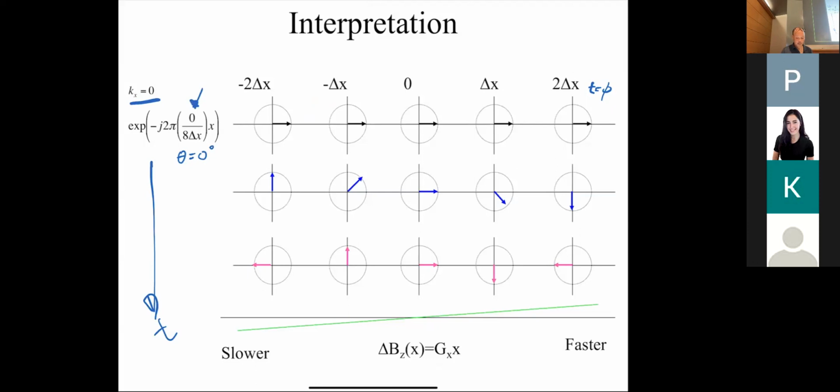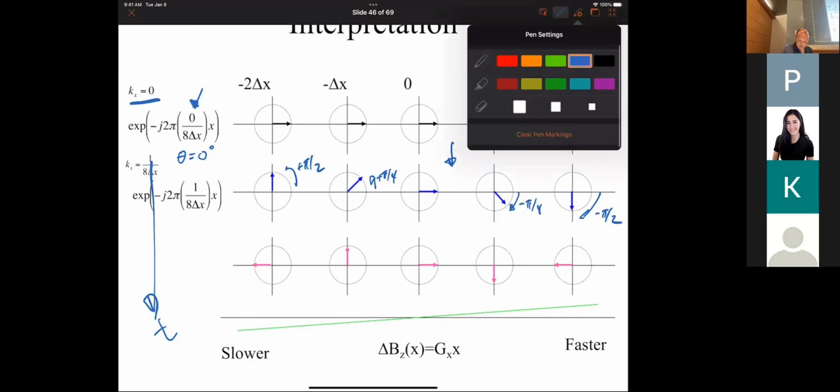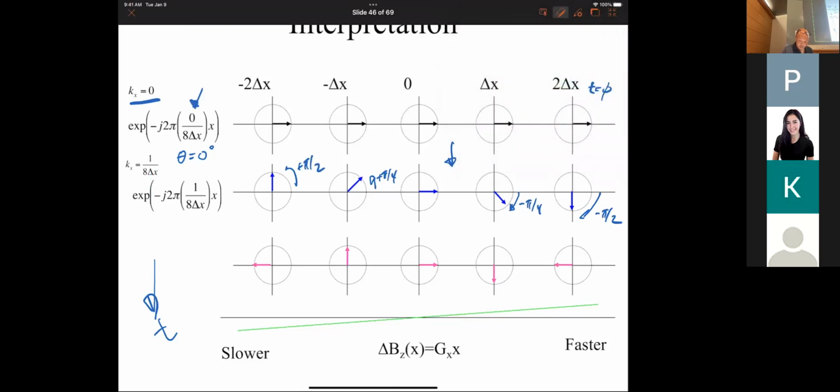Okay. Now, going from here to here, this has gone, let's say, minus pi over 4. This one has gone minus pi over 2. This one has gone plus pi over 4. And this one has gone plus pi over 2. Okay. Let me erase that. Let's erase this point here. Okay, back to you. So my claim is this is at kx equals 1 over 8 times delta x. Okay, so let's check that.